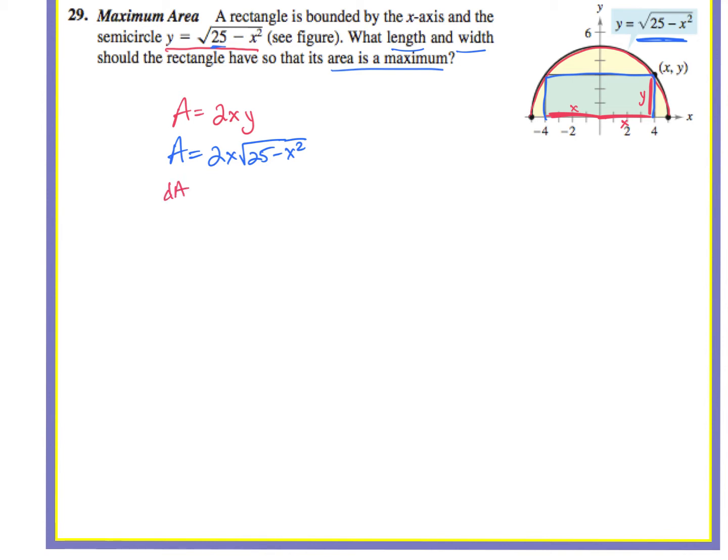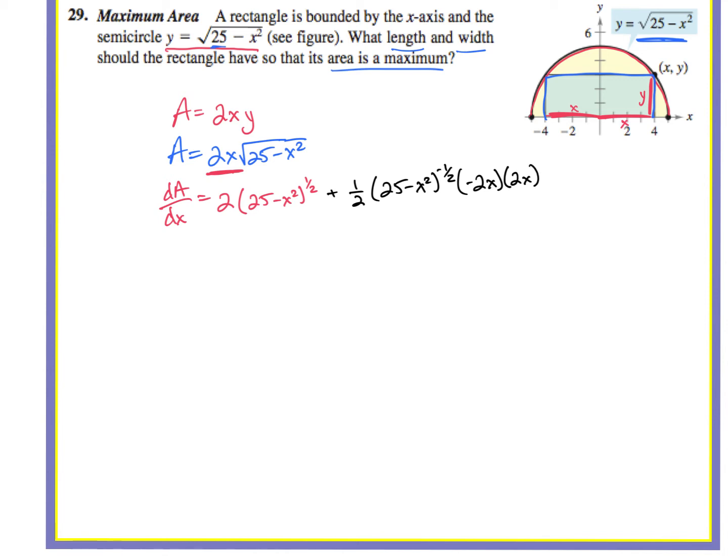So dA/dx: the derivative of my first, the derivative of 2x, is 2, and then times the second. I'm going to call it (25 minus x squared) to the 1/2, which I think will help us out seeing it later. And then plus, because this is a product rule, I bring down the 1/2, and then I have (25 minus x squared) to the negative 1/2. However, what pops out by the chain rule? A negative 2x. And then times the first, 2x.